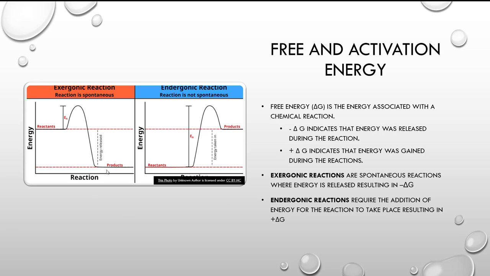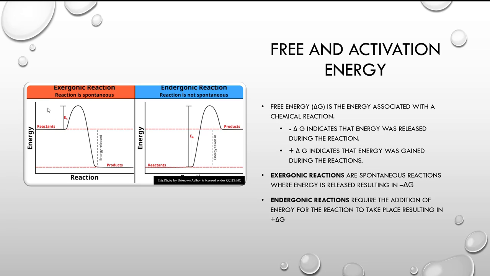So let's take a look at this diagram over here. Here we have the energy level on the y-axis, and the reaction time on the x-axis. We have the reactants, so if we have a chemical equation, that's on the left side. For example, if we're doing cellular respiration, glucose would be a reactant, and then the products are what results, the carbon dioxide and water.